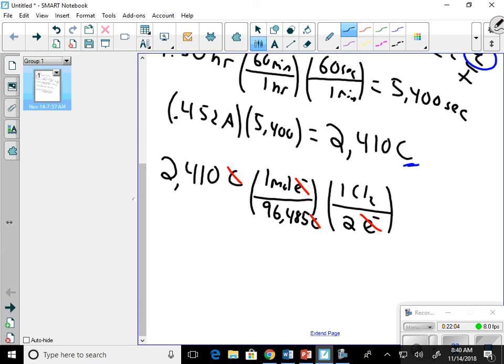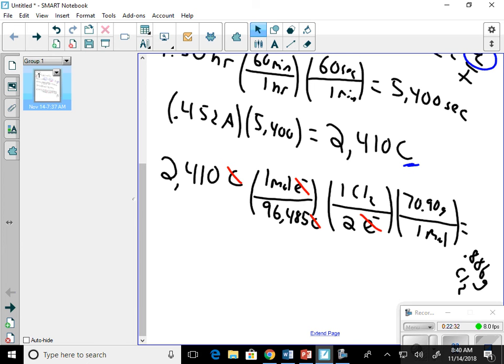The question didn't ask for moles, it asked for, well, I guess it said how much product would be formed, so we could stop at moles. Probably should have written the question better and said how many grams, because we could convert this to grams as well. Cl2 is a diatomic, so that's 70.90 grams per 1 mole. And if I do all that, 0.886 grams of Cl2 is what I ended up with for an answer.